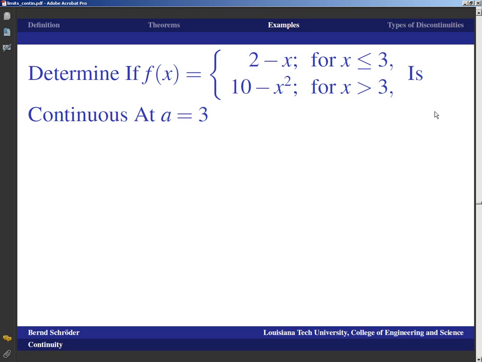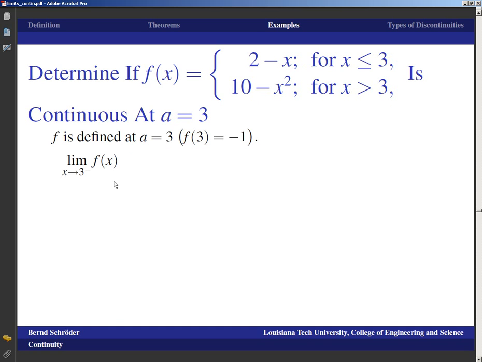And well, we also want to work with parameters and we also want to work with piecewise defined functions. And well, for a piecewise defined function, continuity typically is only in doubt where the definition changes. And so we want to know here if this function is continuous at a equals 3. In order to do that, we realize, first of all, it's defined at 3, because f of 3 is -1.